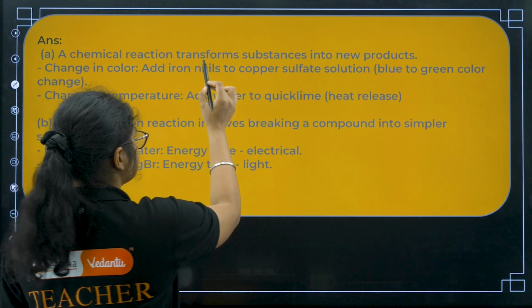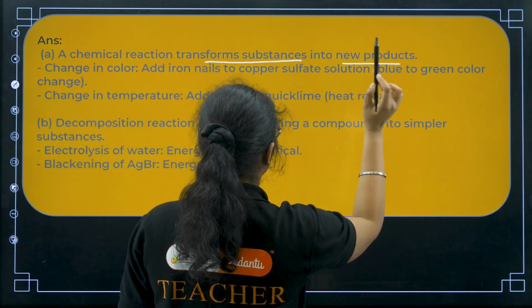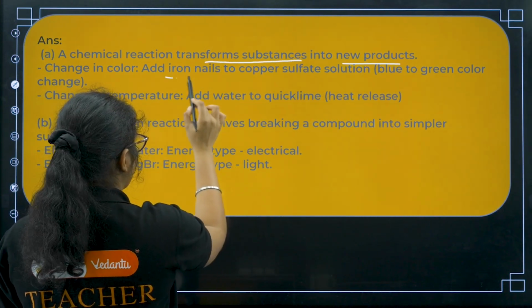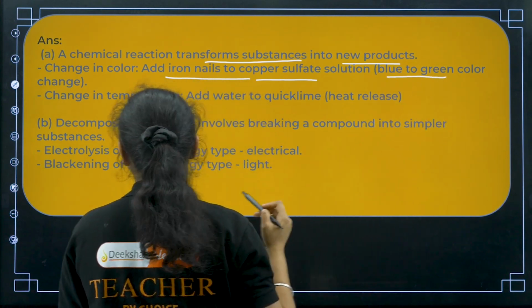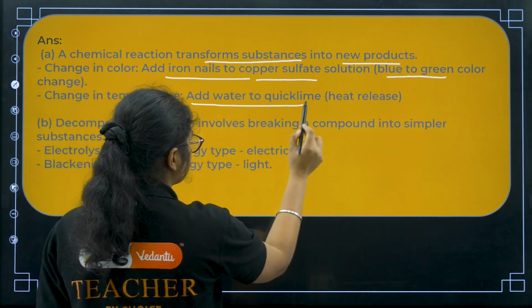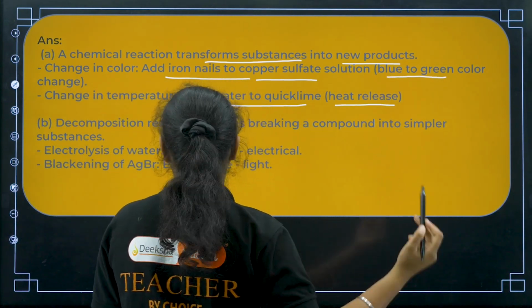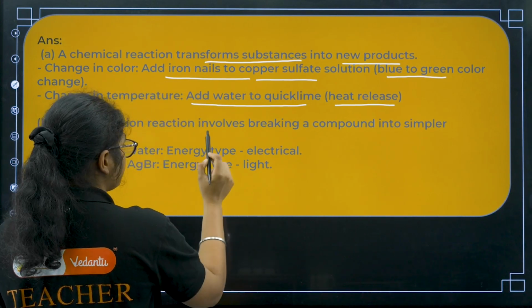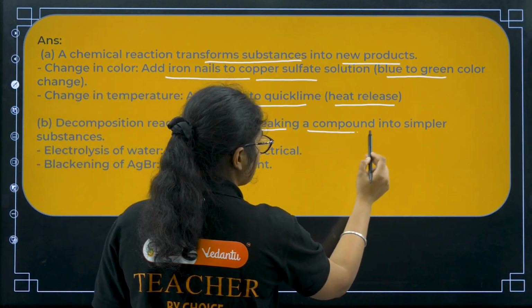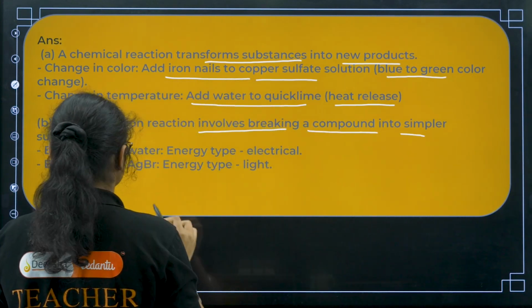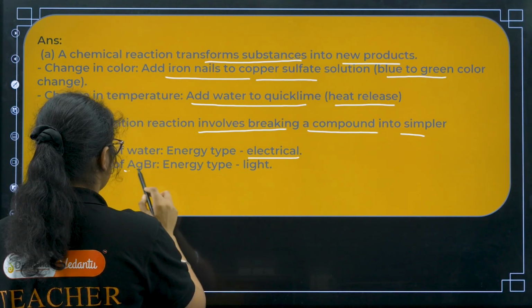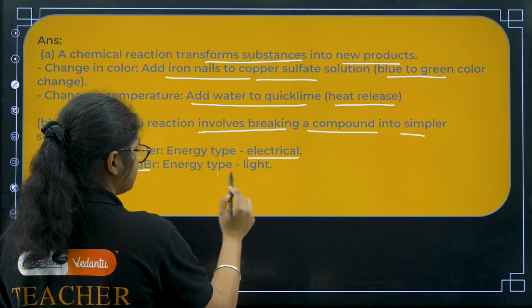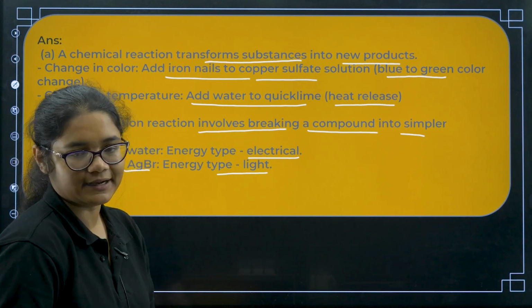A chemical reaction transforms substances into new products. Color change example: add iron nails to copper sulfate solution, blue color changes to green color. Change in temperature: add water to quicklime, heat is released, temperature is increased. What is a decomposition reaction? It involves the breaking of a compound into simpler substances. Electrolysis of water, energy used is electrical energy. In blackening of AgBr, energy involved is light energy.